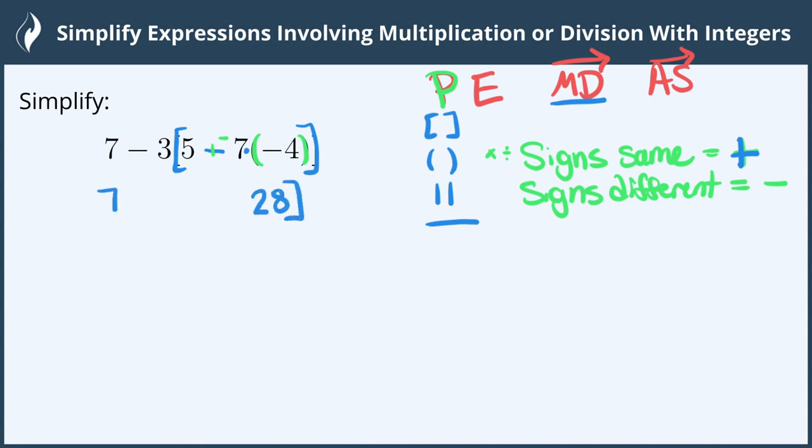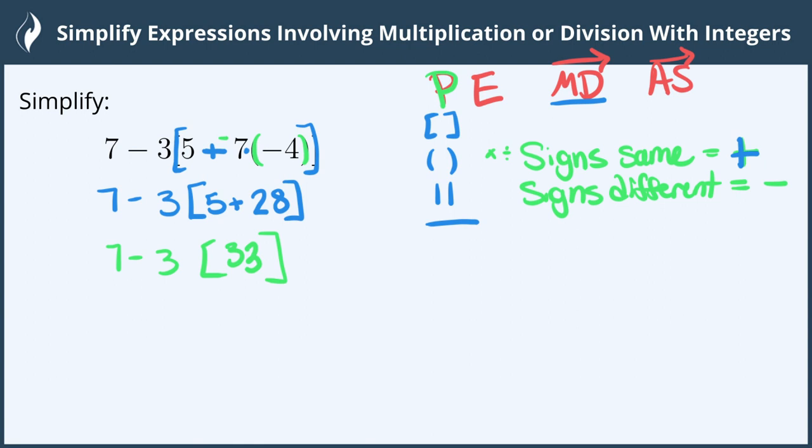And then I write everything else down exactly as it was from the step before, since I have not completed those operations. And again, remember, I've changed this subtraction sign to an add the opposite, so it's an addition sign now. I have not completed all of the operations inside of my brackets, so I must complete 5 plus 28 before I can move on. 5 plus 28 is 33. And then I write everything else down exactly as it was.